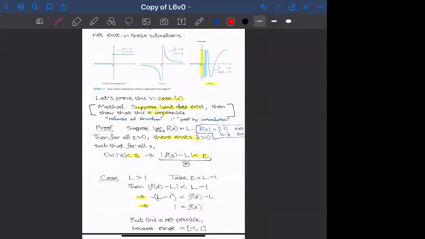And similarly, for L less than minus 1, a similar argument works. We just have to change the signs. It doesn't make any difference. So I won't write that out. I'll just say a similar argument works. But now the harder question is when L is between minus 1 and 1, for instance, where I've drawn there.